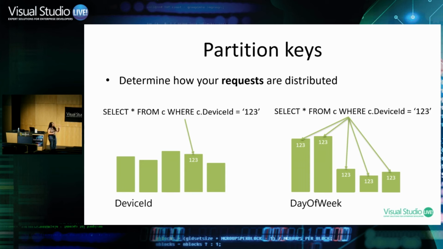But on my first container that's partitioned by device ID, this is a specific query to one physical partition. It's scoped to a partition. We know exactly where to look, and we can get that data and return it in one trip. Whereas the second query, we have to look in all of the physical partitions. We don't know where the data for 123 is, so we need to do a full scan across all of our partitions, and we have to find all the data and then collect it and return it to the user.